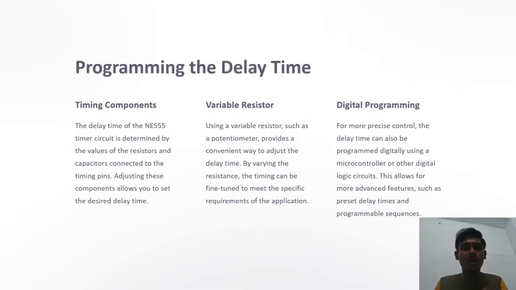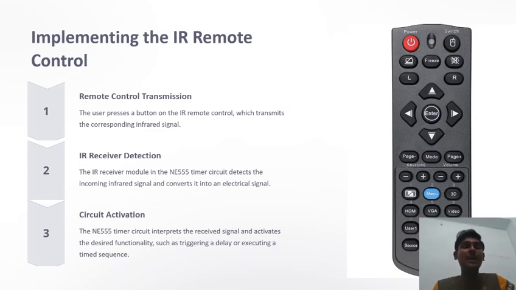Next, delay time. There are three timing components: variable resistor and digital programming. The delay time of the timer circuit is determined by resistors and capacitors, which, as I already said, play a major role in setting the time delay. Using a variable resistor like a potentiometer varies the resistance and changes the timing. For precise control, the delay time can be programmed digitally by using a microcontroller.